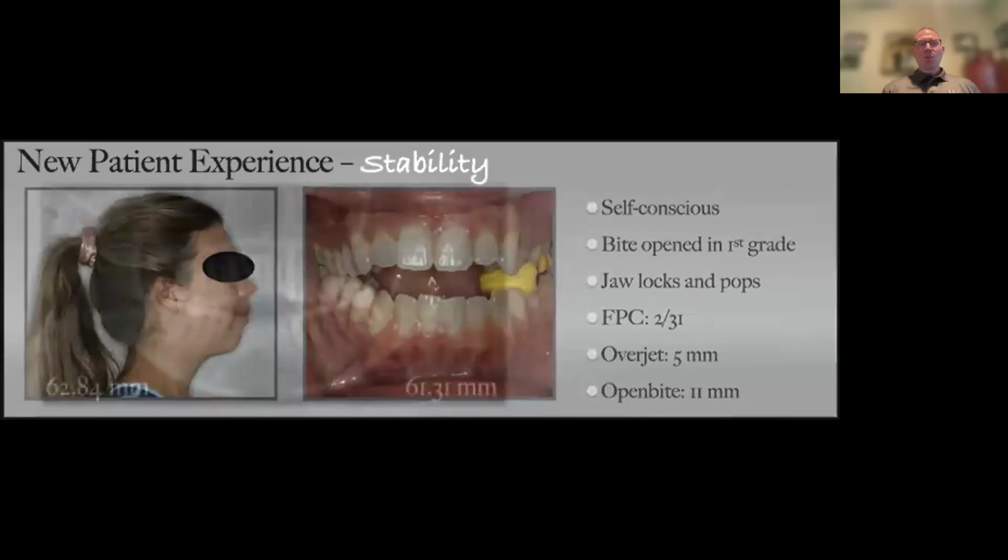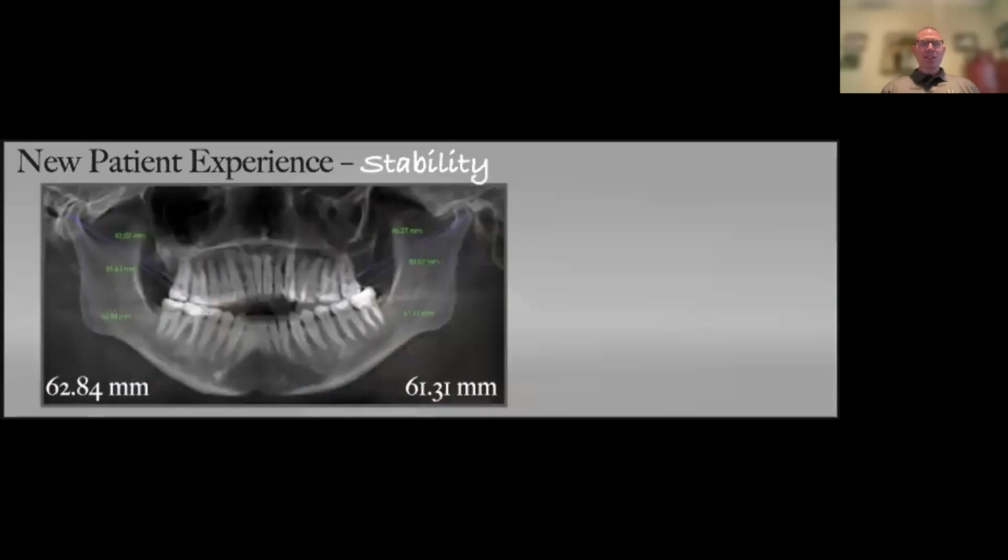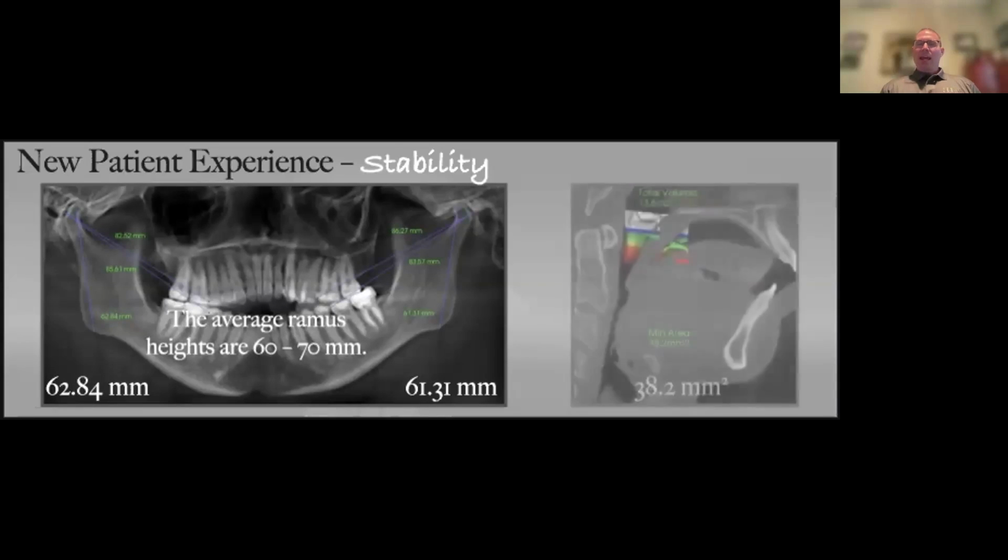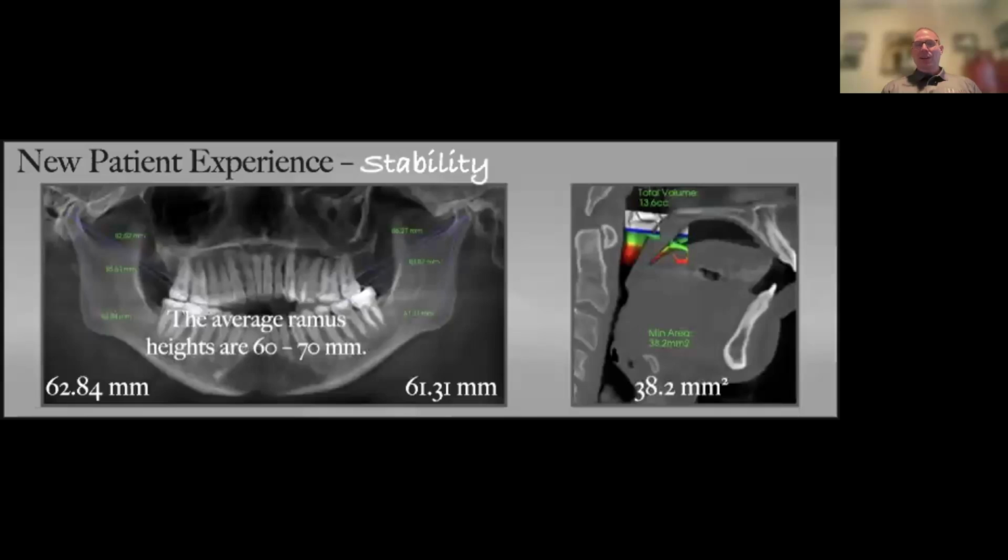When we put her through the imaging, you can see that her ramus heights were 62 and 61. Normal is somewhere between 60 and 70 millimeters, but Mary Claire is about 6 feet tall, and she should probably be on the higher end of that 70 millimeters. Her airway was at 38.2. As we went through the examination process, you can understand that if she wants to close those anterior teeth, it's not just going to be orthodontic movement. We wanted to understand that the foundation, the temporomandibular joint, is stable before we treat.